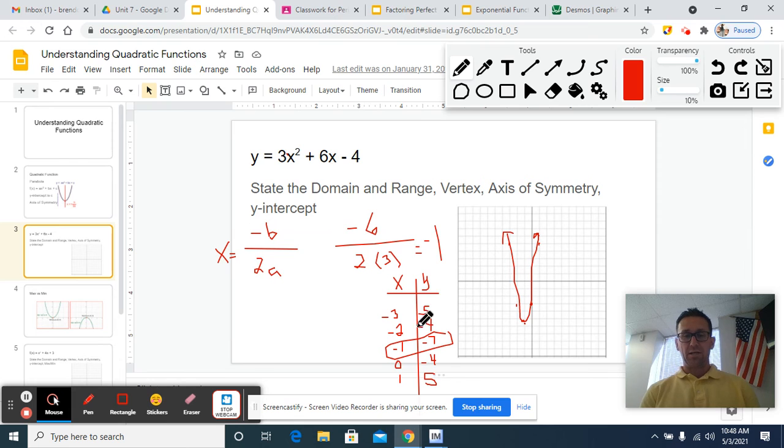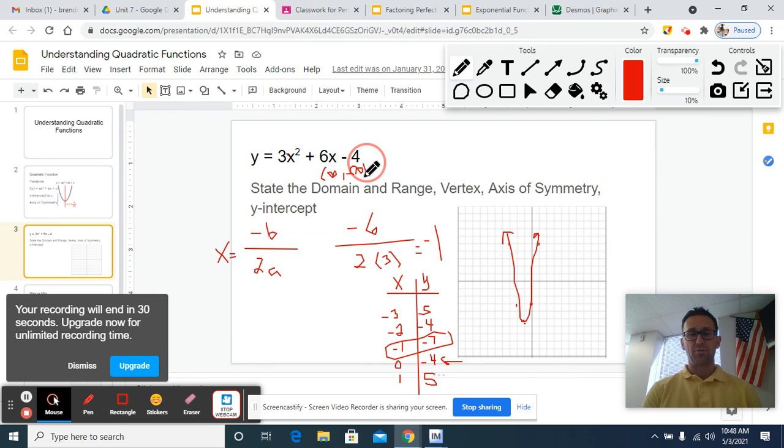Okay. The y-intercept is this point right here where it crosses the y-axis, 0 comma negative 4. My domain for all quadratics is negative infinity to infinity. That's easy to remember. Okay, if it's a U shape, it's going to be negative infinity to infinity. Now the range, it goes from this point, the lowest point, negative 7. That should be a bracket. Negative 7 to infinity.